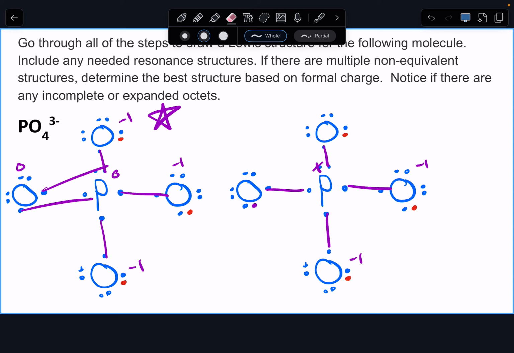I was trying to erase the formal charges and also draw them a little tidier.